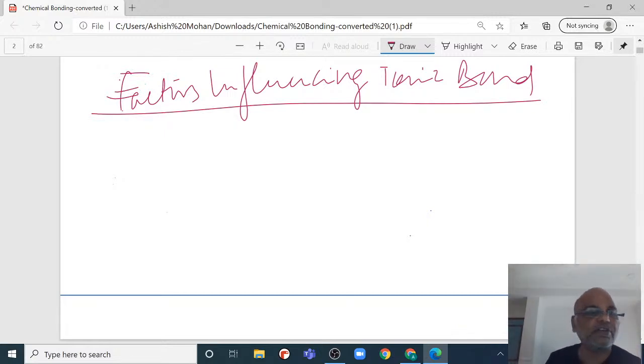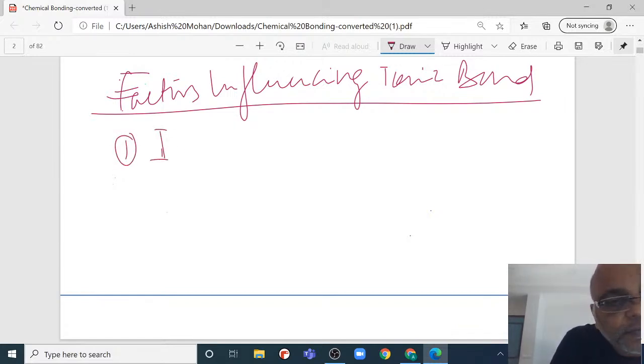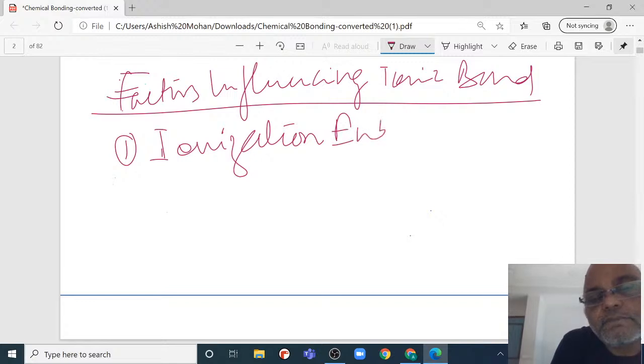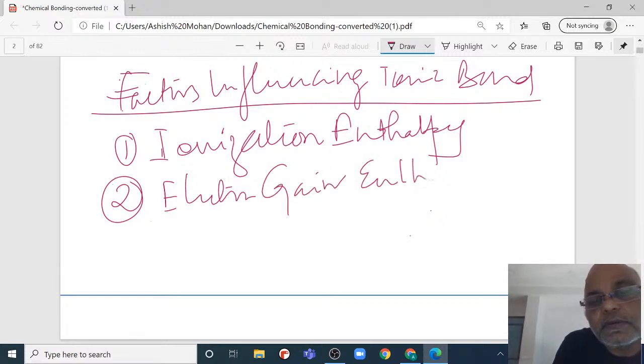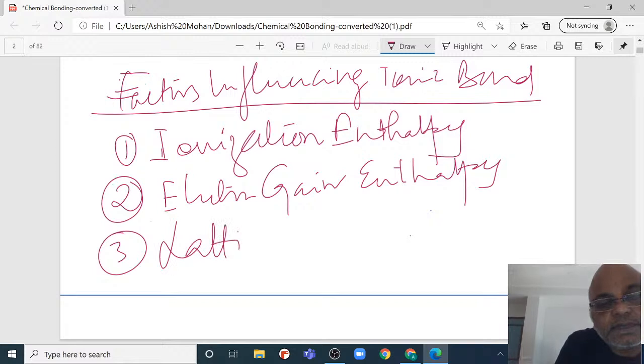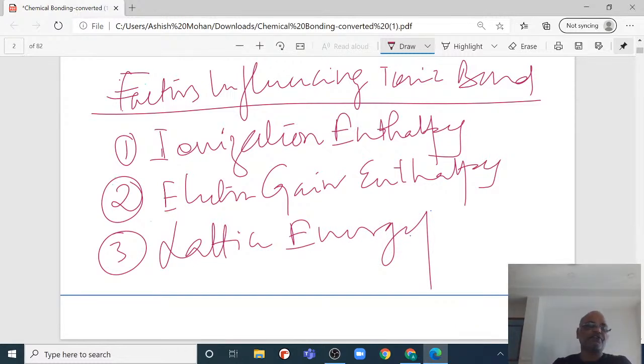What are the factors which influence the ionic bond? Number one, ionization enthalpy. Number two, electron gain enthalpy. Number three, lattice energy. These are the three factors which influence the ionic bond.